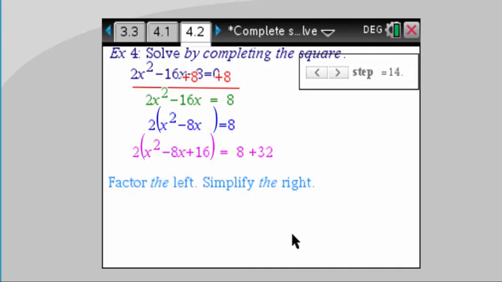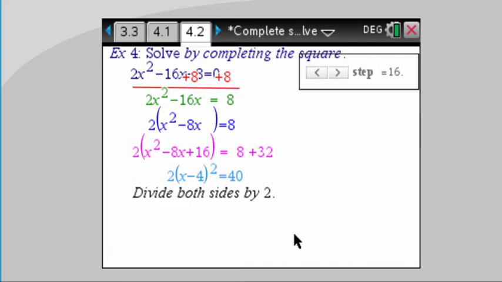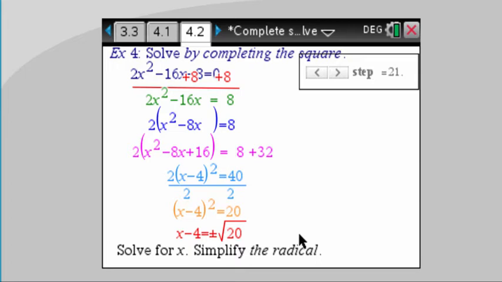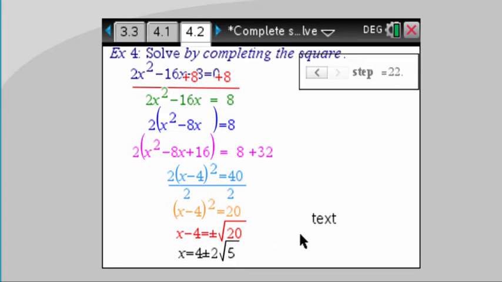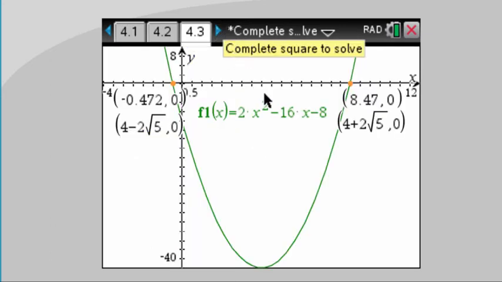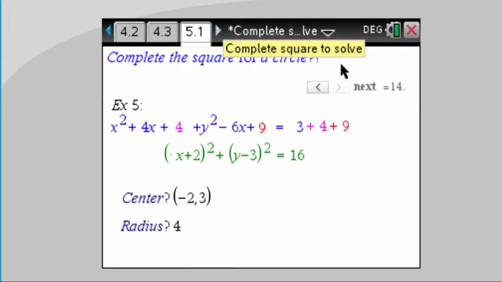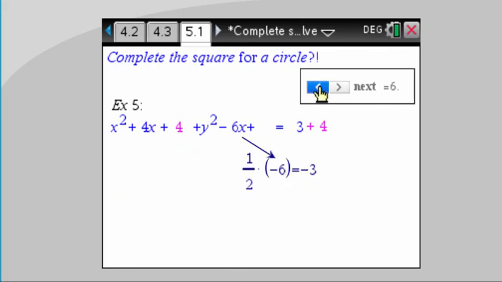That's the tricky step. Factor the left, simplify the right, divide by 2, which we actually could have done at the very beginning. Square root, plus or minus, and simplify. Okay. There it is. 4 plus and minus 2 radical 5. Irrational numbers. Yuck. Ooh, complete the square for a circle.